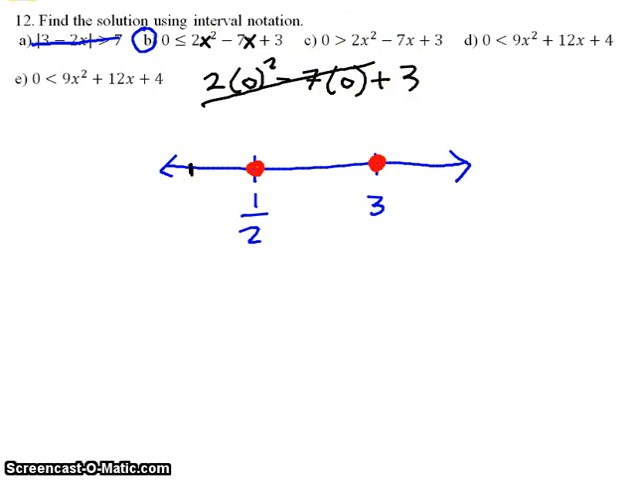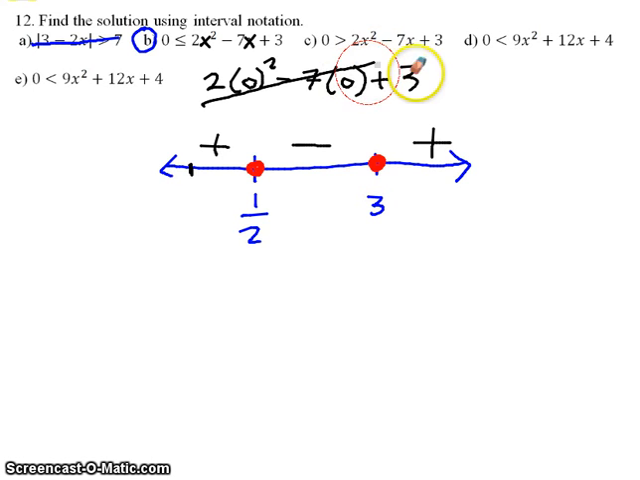These guys wipe off, and we're just left with a plus 3. So that means that over here, anything I plug in prior to 1/2 is going to result in a positive. And anything in between 1/2 and 3 is a negative. Anything after 3 is a positive.